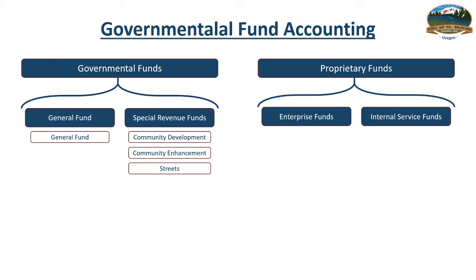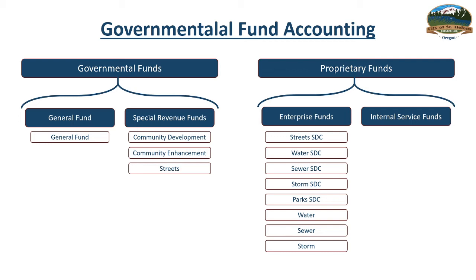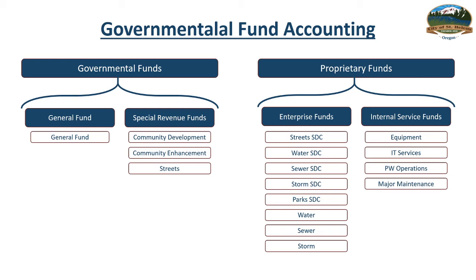Under special revenue funds, the city operates 3 separate funds: Community Development, Community Enhancement, and Street Fund. Under the enterprise funds, the city operates 8 separate funds: Streets SDC, Water SDC, Sewer SDC, Storm SDC, Parks SDC, and the Water, Sewer, and Storm. Under internal service funds, the city operates 4 separate funds: Equipment, IT Services, Public Works Operations, and Major Maintenance. Now let's review each of these funds in more detail.